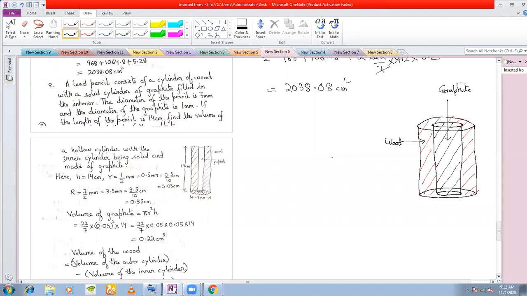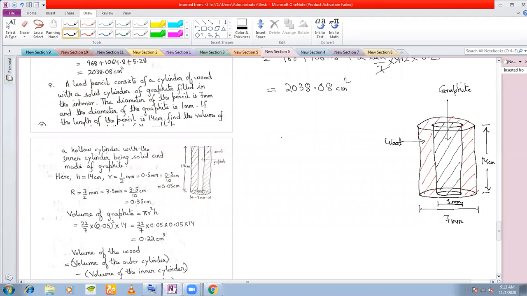A lead pencil consists of, okay, fine. The diameter of the pencil is 7 millimeters, and the diameter of the graphite is 1 millimeter. If the length of the pencil is 14 centimeters, that means the height of this cylinder is 14 centimeters. Find the volume of the wood. That means the volume of this red part that I have shaded.